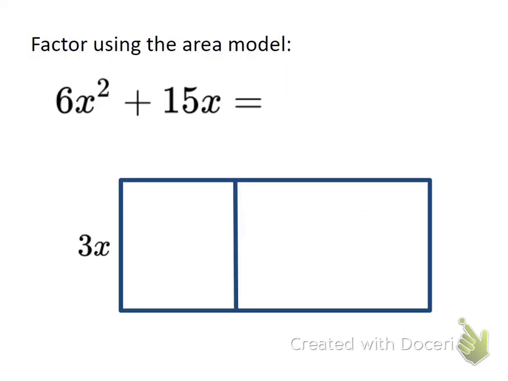Okay, this last one is what we did yesterday, using the area models backwards. So we're going to factor using the area model, so we're working it backwards. What information is provided for you here? So what does this represent? The area. And how do you know that? Because it doesn't have any difference. That's right. And then we have our 3x, which represents the height.